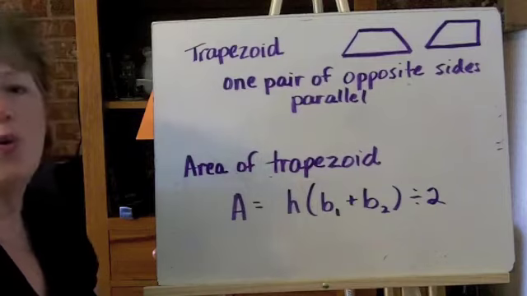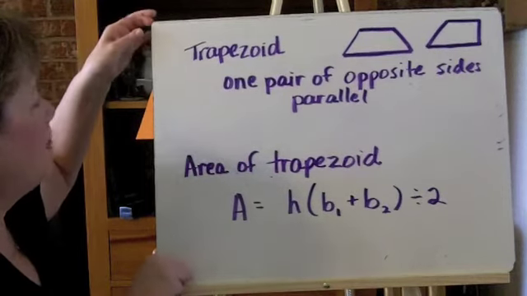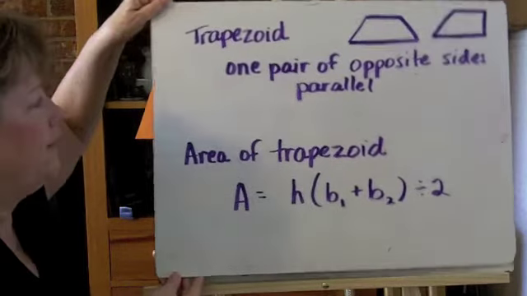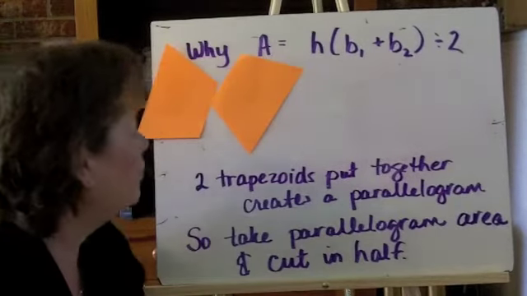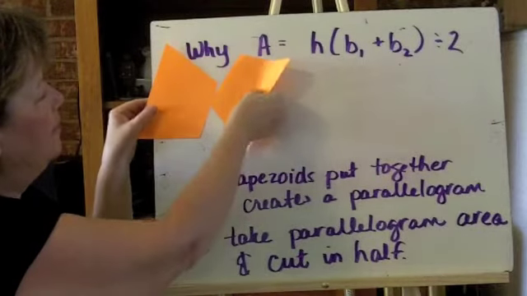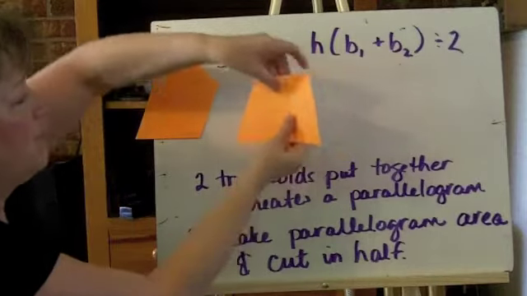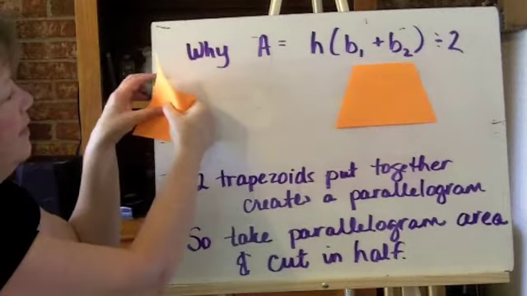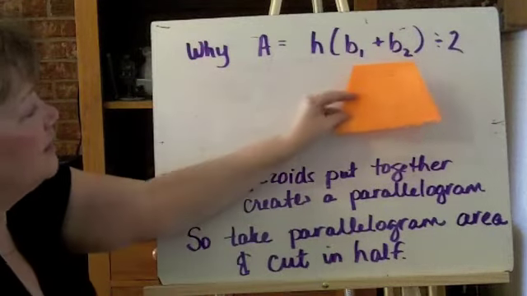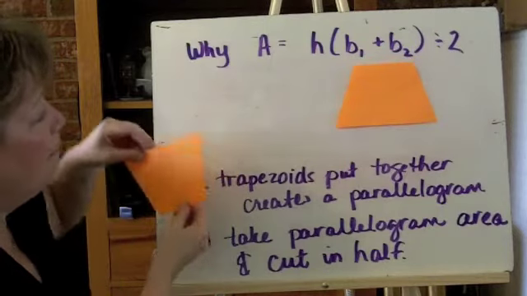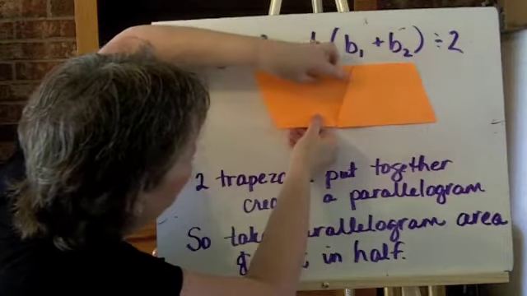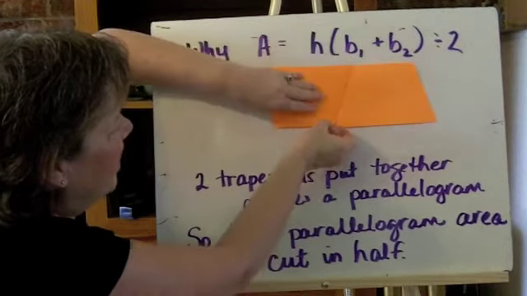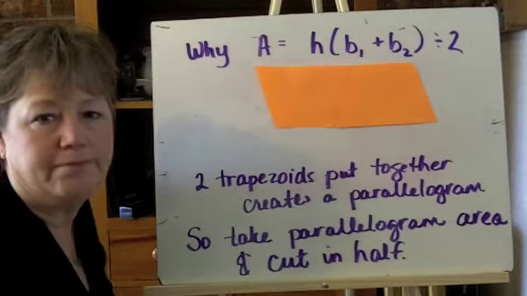I want to show you why it looks that way, just so you have a little bit of understanding. Sometimes it's nice to know, why am I doing it that way? So, this is why it's that way. Here is a trapezoid. And here is another trapezoid. In fact, they are the identical shape. If I put these together and make one shape out of this identical trapezoid, I will have a parallelogram.